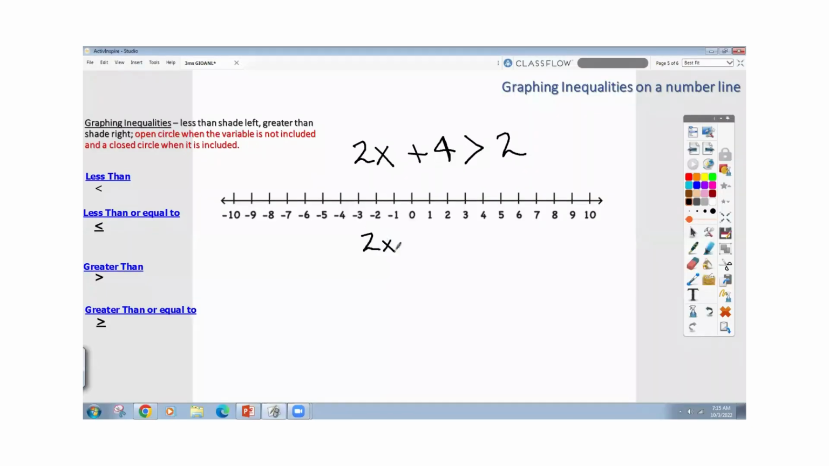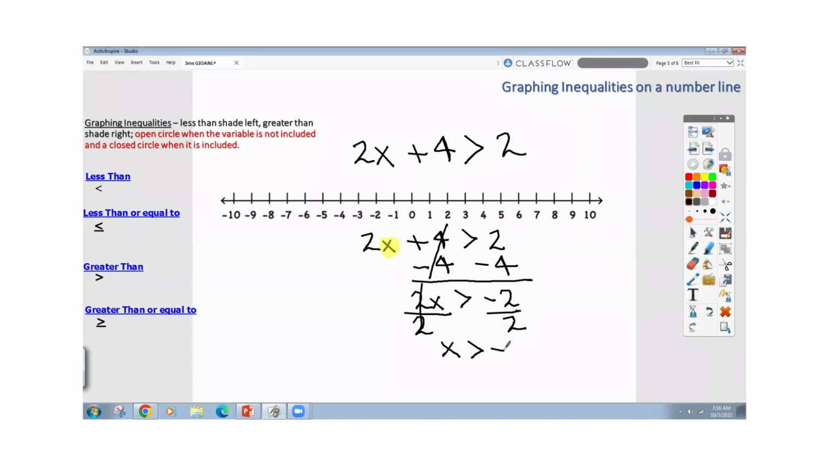You rewrite the problem that says 2x plus 4 is greater than 2. And keep in mind, the only thing important to me here is this x. So I want to isolate that by doing the opposite steps. So the first thing I'm going to do is subtract 4 on both sides. This cancels out. I'm left with 2x is greater than -2. Divide by 2 on both sides. This would cancel out, and I'm left with x is greater than -1.